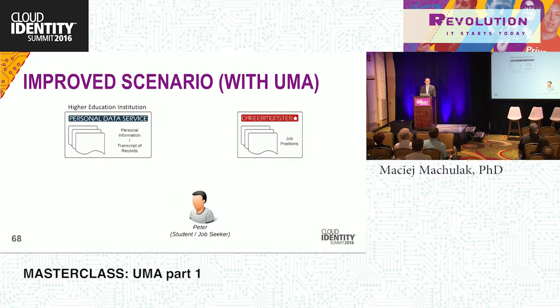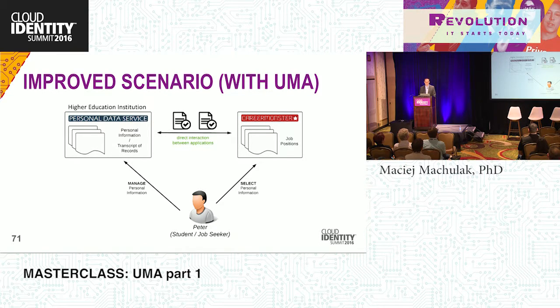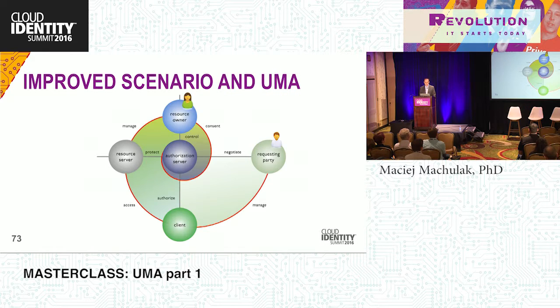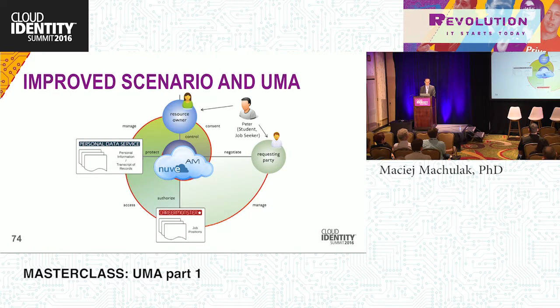And in the improved scenario where there's UMA involved, what happens is that Peter still manages the resources on the personal data service. The only thing is that when he goes to the job application portal, they simply select what information they would like to share, and that information gets transferred in a way that there's an underlying UMA system which makes sure that only the selected bits of information are shared for a specific purpose. So if we take a look at the UMA architecture, it looks like this.